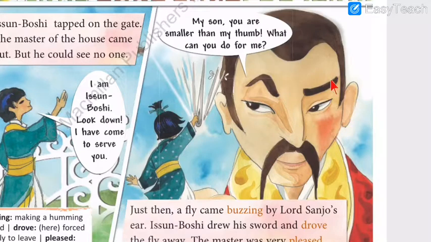Lord Sanjo was very kind-hearted. He was speaking very politely. Though he was a great master, he did not have any kind of attitude or ego. So very politely he said, "My son, you are the size of my thumb. So what can you do for me?" This is what he asked Issunboshi.